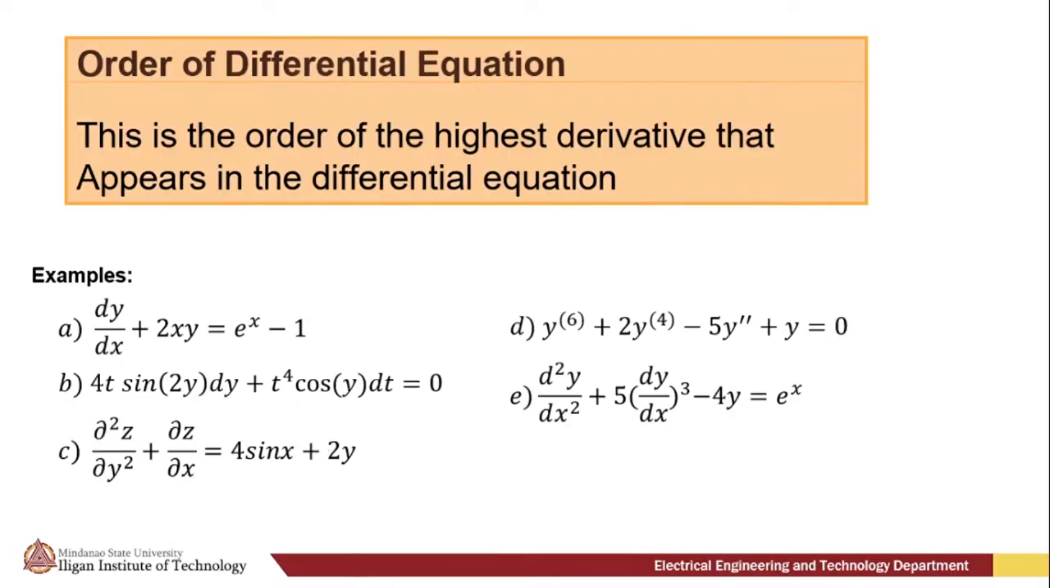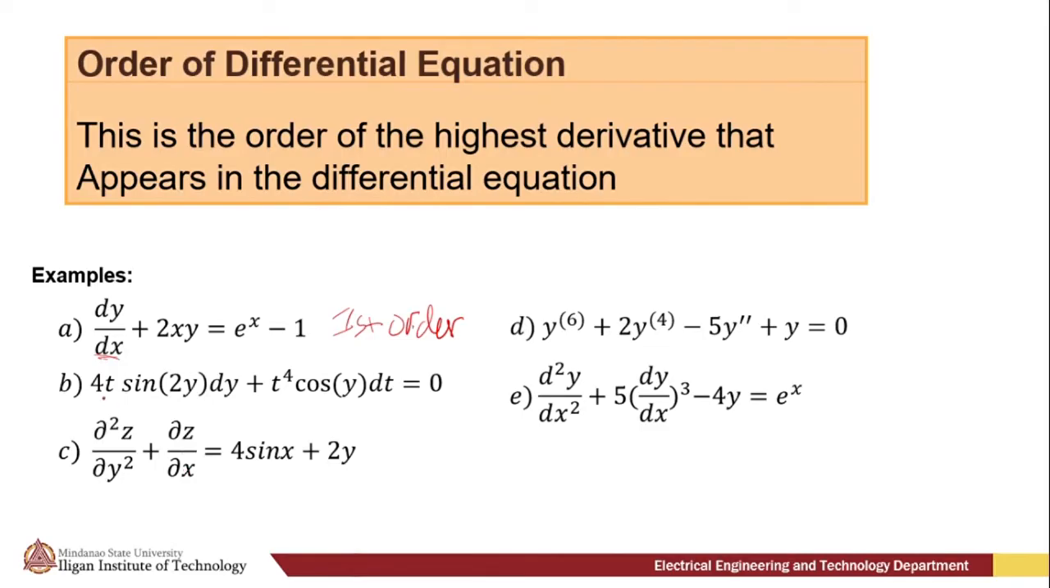Since our independent variables are more than 1, this differential equation is a partial differential equation. Now, the order of a differential equation is the order of the highest derivative that appears in it. Let's look within our equation for the largest order of derivative. For example, here we have dy over dx plus 2xy equals e raised to x minus 1. The derivative term here is dy over dx, and it's just a first order derivative because we only differentiate variable y with respect to x once. So this one is first order.